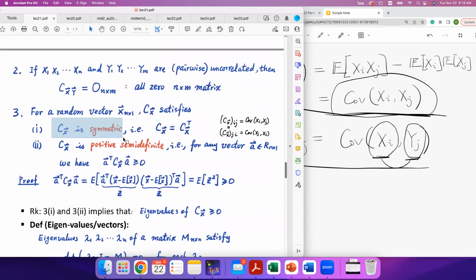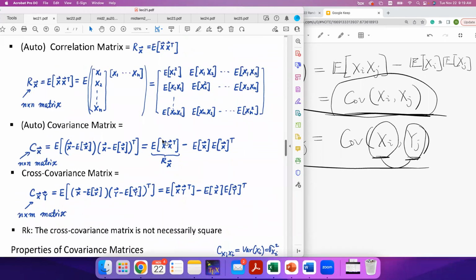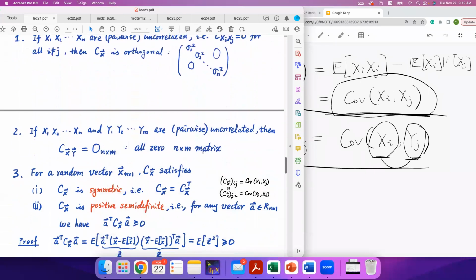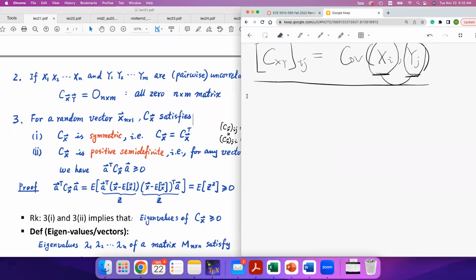First of all, it's a symmetric matrix because it's the covariance between X and itself. So it is symmetric, which can be seen from this expression. If you take a transpose, it does not change this matrix. So this is a symmetric matrix, and also it is positive semi-definite. So these are all linear algebra concepts.